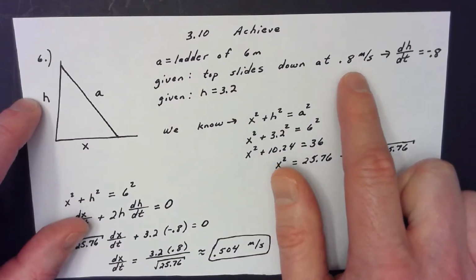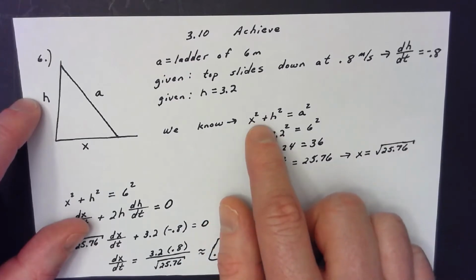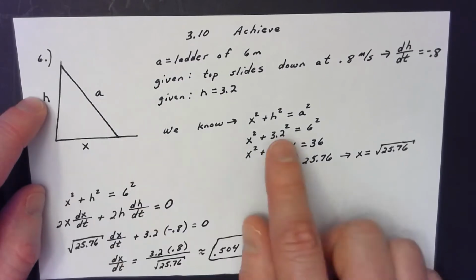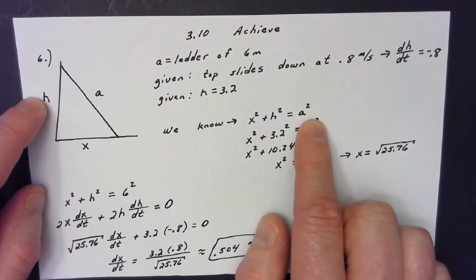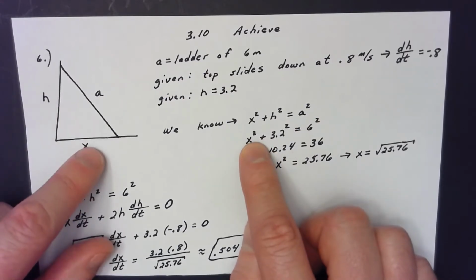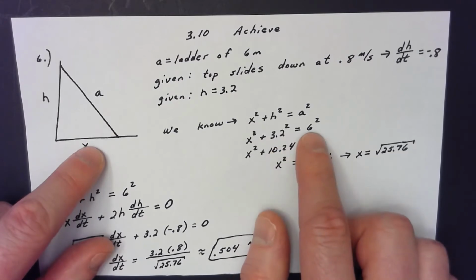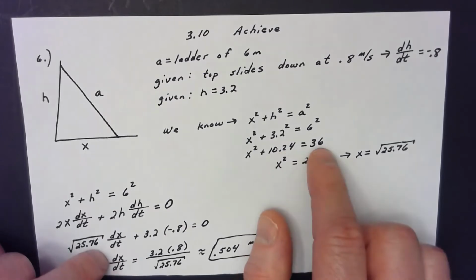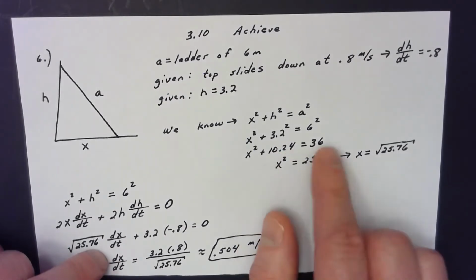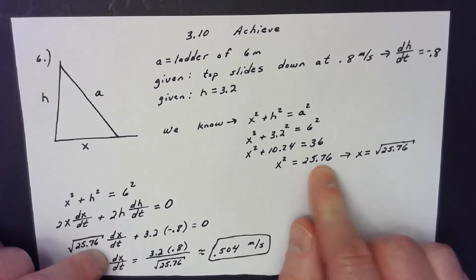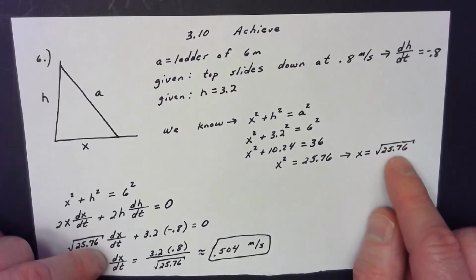Okay, so I know I can set up a Pythagorean theorem here. The sum of the squares of the legs should equal the hypotenuse squared, so x squared plus h squared is equal to a squared. So now, if I solve for x in this case, x squared plus 3.2 squared is 6 squared. I found out 3.2 squared was 10.24. Of course, 6 squared is 36. So x squared is going to equal 36 minus 10.24, or 25.76. I went ahead and said x is the square root of 25.76.